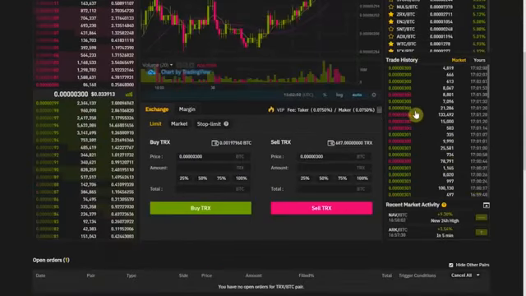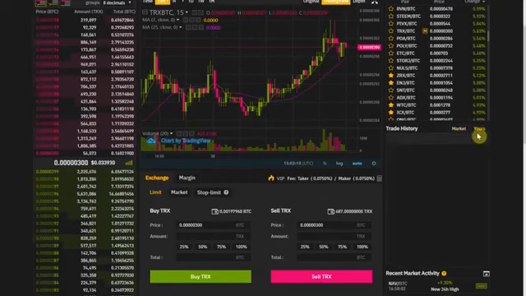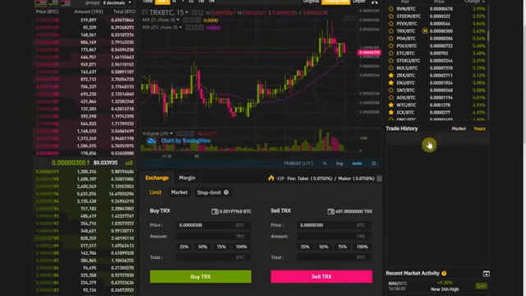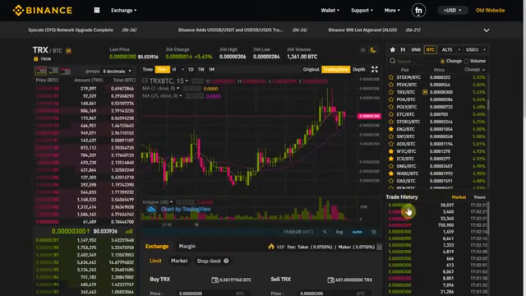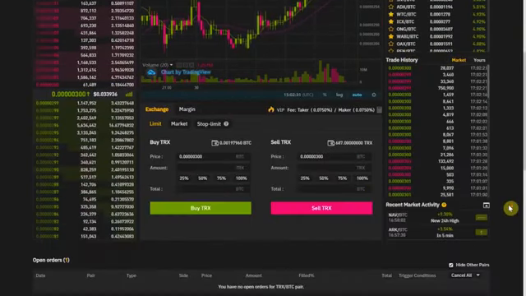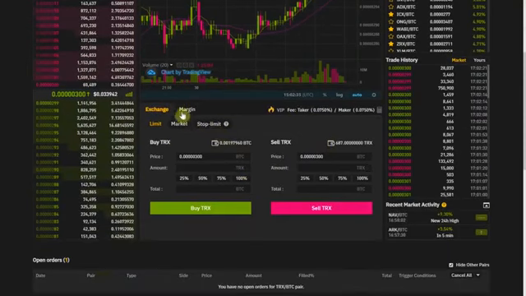We also have the trade history here, and this is just the orders that are being filled in real time. You can see the market orders, and you can see your own orders. I don't have any recent TRX orders, so it doesn't show anything here, but the market is constantly updating. And it's time to look at this particular section.